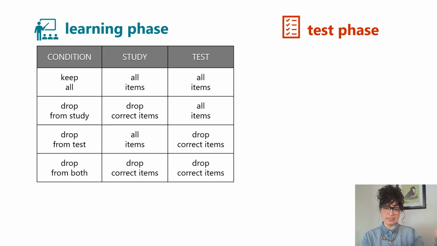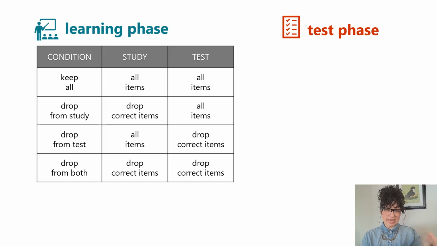And in the first condition, so participants randomly assigned to one of four conditions. In the keep all condition, participants would do the first round of study including all 40 items, and then a round of testing with all 40 items. They would then go through a subsequent 2 more rounds of study and test, keeping all of the items for every iteration. In the drop from study condition, participants would be studying all of the items on the first round, but they would drop any items that they got correct from the study phase. However, they would keep them in the subsequent test phases.